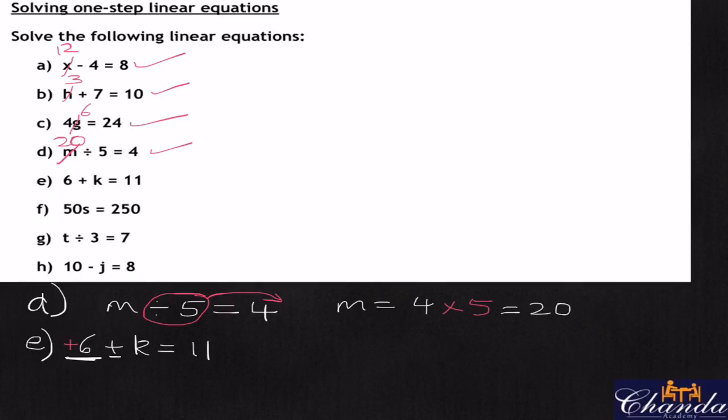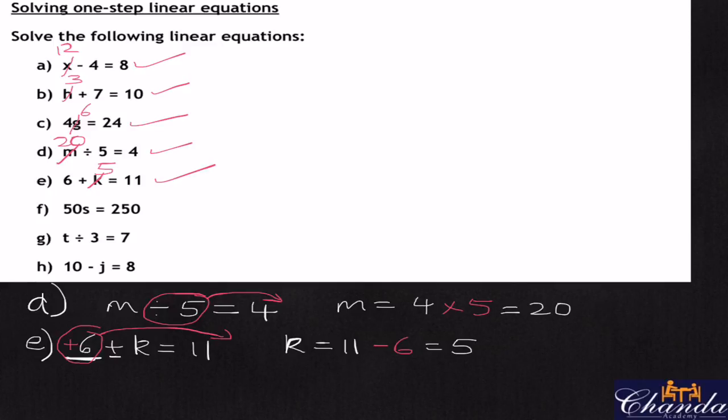We don't actually have to write it. So we need to take this positive 6 over to the other side. So that makes it k equals 11 minus 6, which ends up giving us a 5. So once again, if I was to replace this k with a 5, 6 plus 5 is in fact 11.